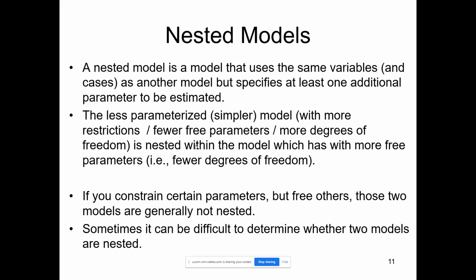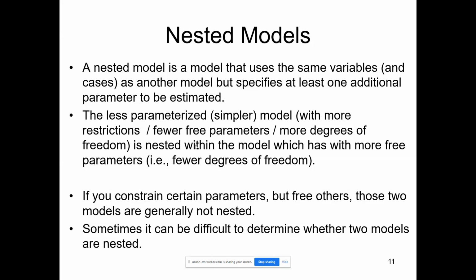And nested models are, if I can go from the more complicated model and make a bunch of constraints and get to the simpler model, those two models are nested. Or conversely, I can start with a simpler model and free a bunch of parameters and go to this more complex model. Those two models are nested. But I can't, and this is very much like a little science experiment, I can't do both simultaneously and make sense out of it.